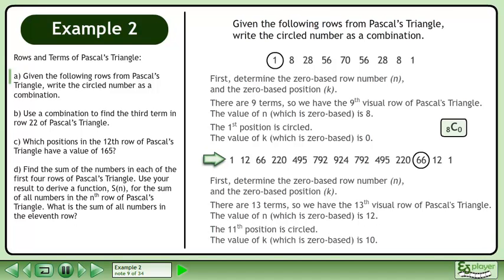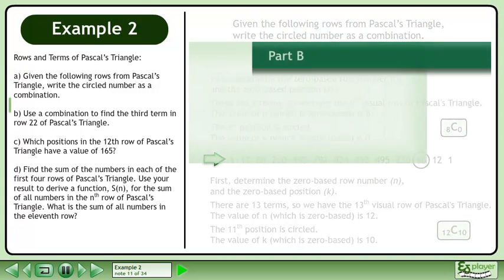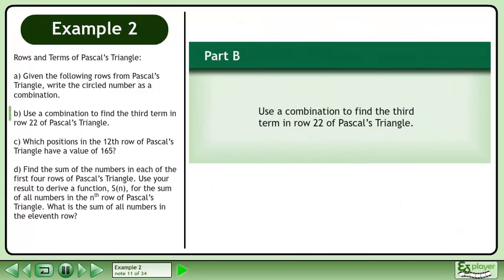The 11th position is circled. The value of k, which is zero-based, is 10. The answer is 12 choose 10. Now we'll move on to part B.